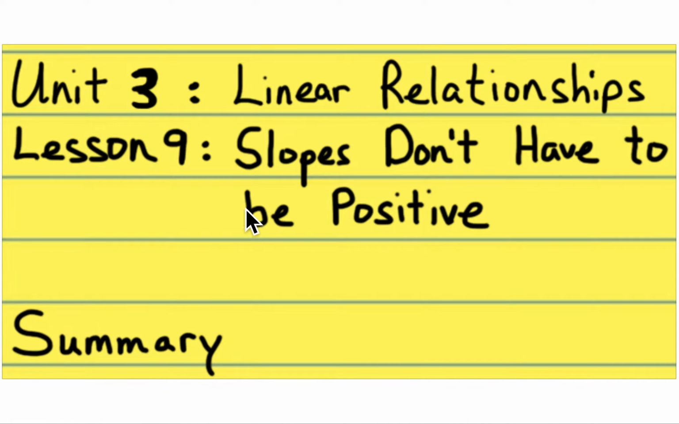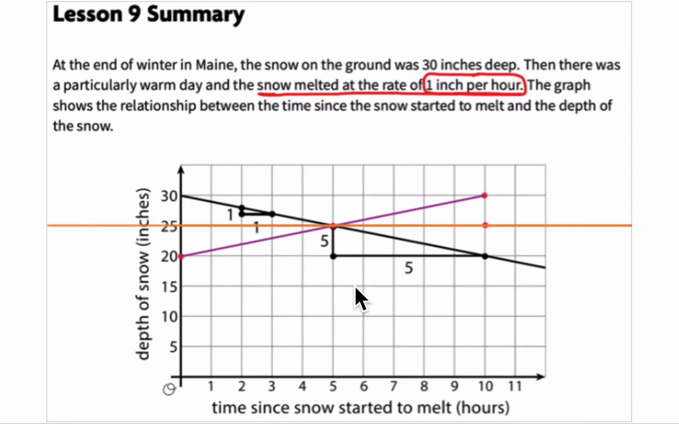This is the summary for lesson 9. Slopes don't have to be positive. And in the summary, the authors draw this line for you. It's the black line here, and they give you two slope triangles.